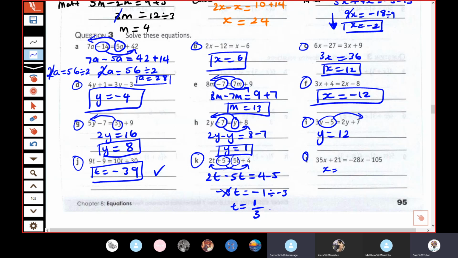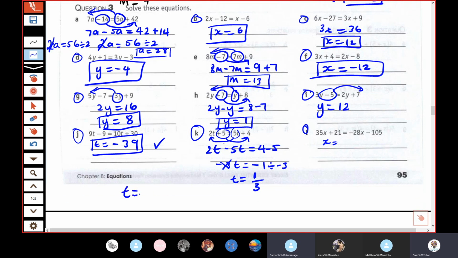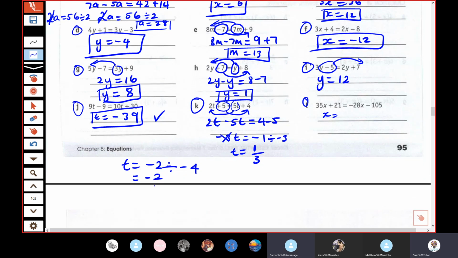Wouldn't t just equal 1 because -1 divided by -3, wouldn't that just equal +1? Are you trying to say that t equals -2 divided by -4? What do you say -2 divided by -4 is? +2? Okay, no. So look, -2 is on the top, and then you're going to divide by -4. So it should equal 1/2, a half.